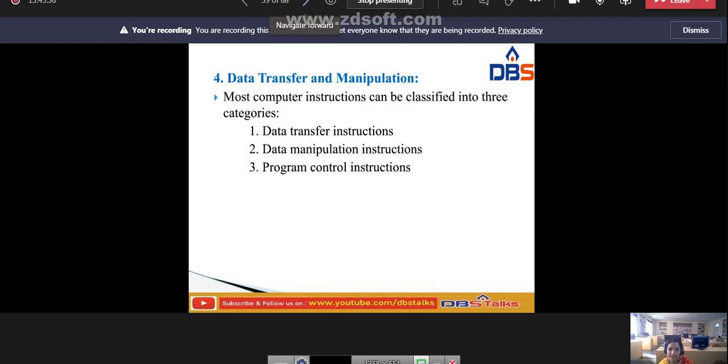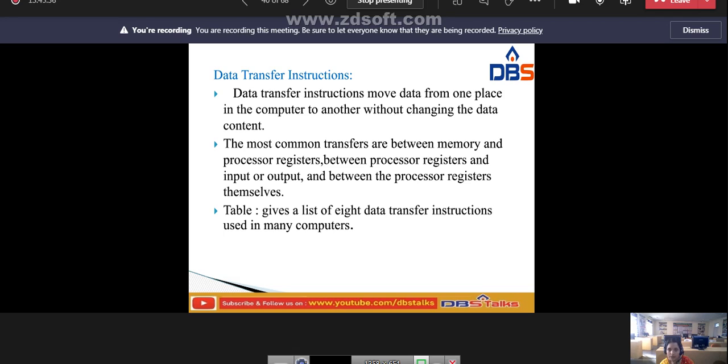What is meant by data transfer and manipulation? Most computer instructions can be classified into three categories: data transfer instructions, data manipulation instructions, and program control instructions. The first one is the data transfer instruction. The data transfer instruction moves data from one place in the computer to another without changing the data content. The most common transfers are between memory and processor registers, between processor registers and input or output, and between the processor registers themselves.